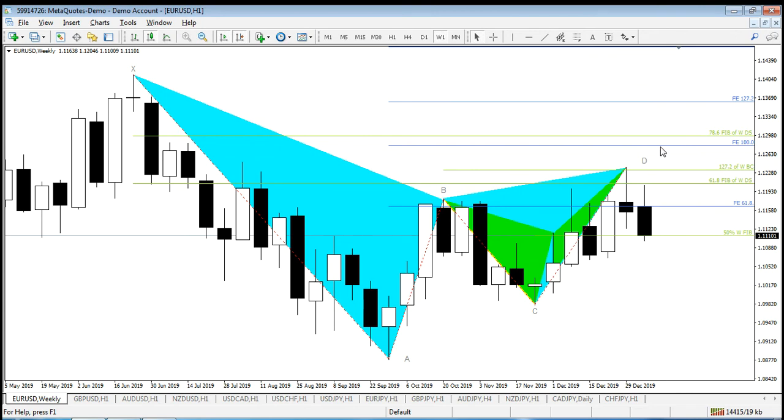And this AB equals CD 100%, this 1280 area, will be completely invalid and will not be on the table. So we will rather not be looking at any bullish kind of signal. So let's see what happens further.